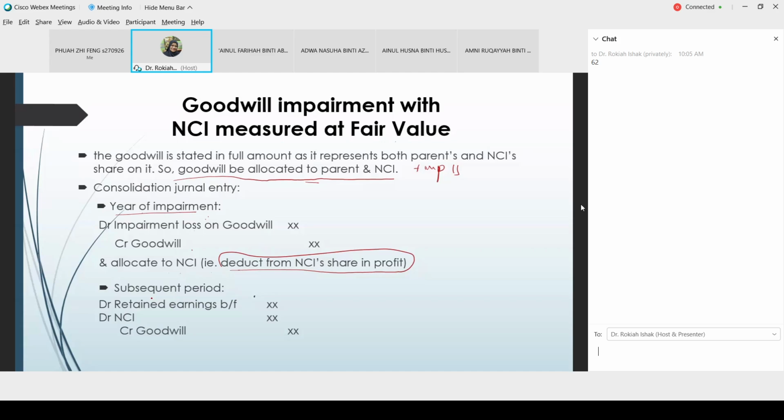In the subsequent period, debit RE brought forward, and then also debit NCI because NCI also bears a share of the impairment loss, and then credit the goodwill. So we're going to have two journal entries: this one in the current year, and then this one in subsequent periods. Okay, we try to look at an example for this one.